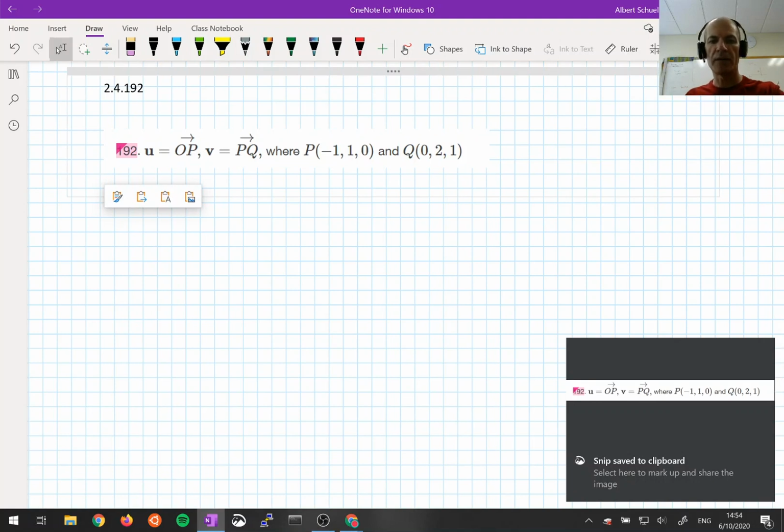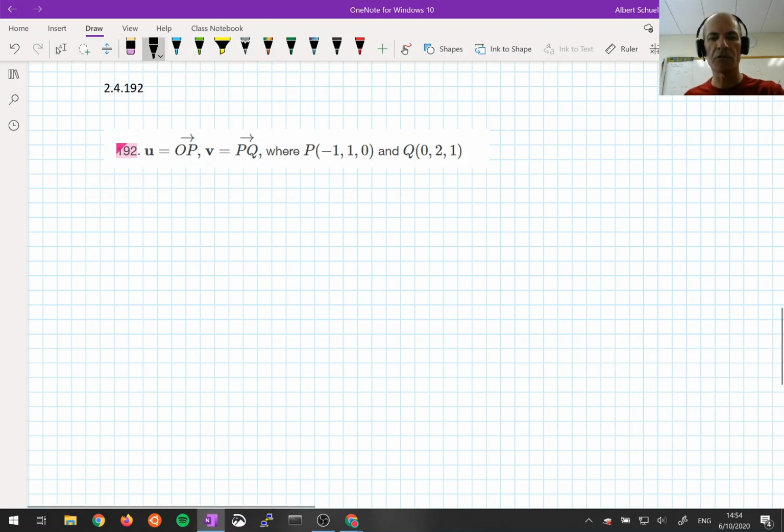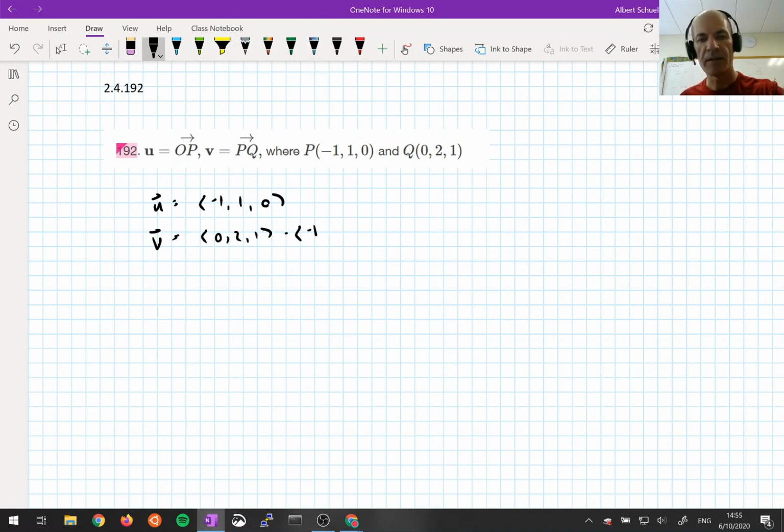Well, first thing we have to do is figure out OP and PQ. OP, of course, is just the vector that goes from the origin out to P. So we can write U as the vector negative 1, 1, 0, like that. And V is the vector that goes from P to Q. And do you remember how to calculate that? We look at Q minus P, P being negative 1, 1, 0, like that. And we subtract component-wise. So that's a minus sign right there. 0 minus negative 1 is 1. 2 minus 1 is 1. And finally, 1 minus 0 is 1. That's a nice little vector.